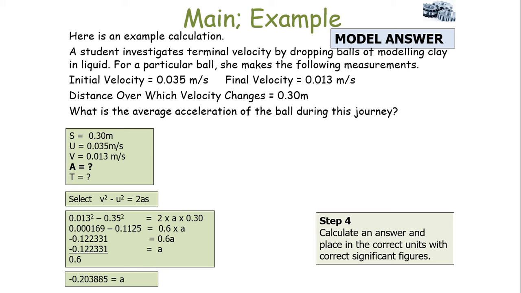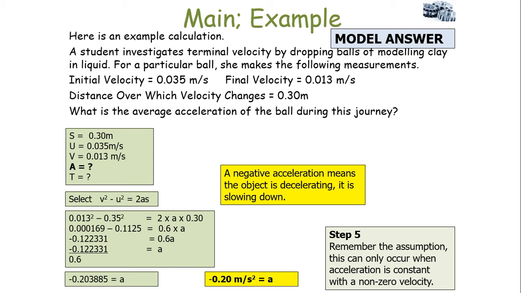So step 4, work out your answer: minus 0.203885. Now we haven't got any units on this and we haven't put it to the correct number of significant figures. So if we look in the question, the initial velocity, 2 sig figs. The final velocity, 2 sig figs. The distance over which the velocity changes, 2 sig figs. Remember, you start counting the number of significant figures after the first non-zero number. So you give your answer to 2 sig figs. So the answer is acceleration equals minus 0.20 meters per second squared. And we'll stick our unit on there.